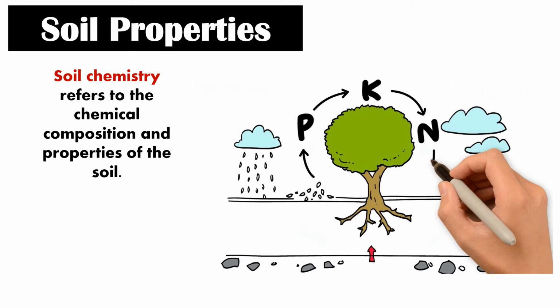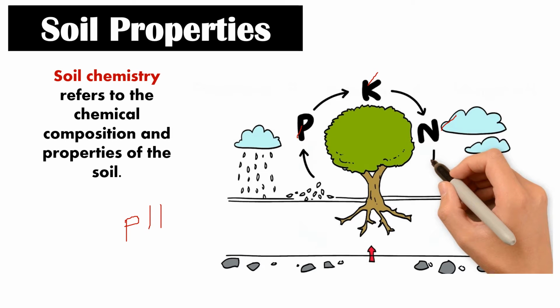Next is soil chemistry. So this refers to the chemical composition and chemical properties of the soil. So the right chemicals should be present in the soil for it to support vegetation. So the common elements needed by plants are phosphorus, potassium, and nitrogen. So yung natural process ng decomposition of materials and the presence of humus provides these nutrients. Another thing na gusto nating malaman about soil chemistry is yung pH.